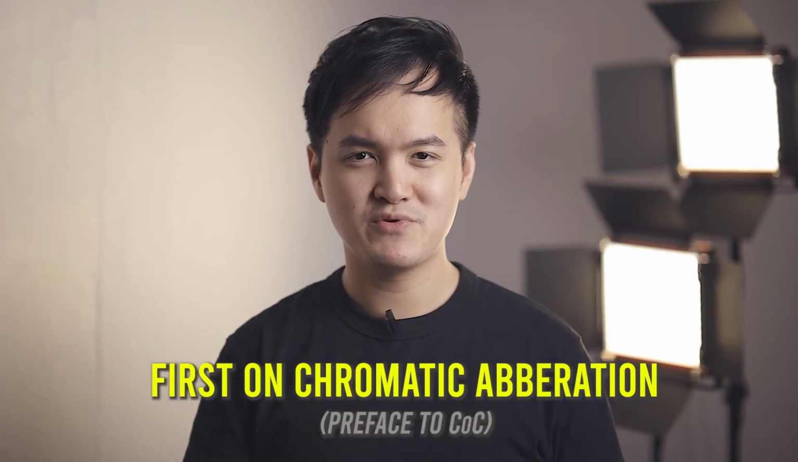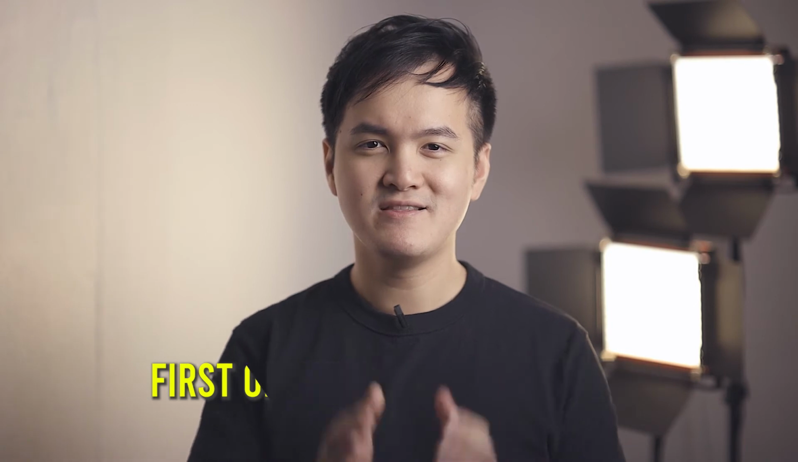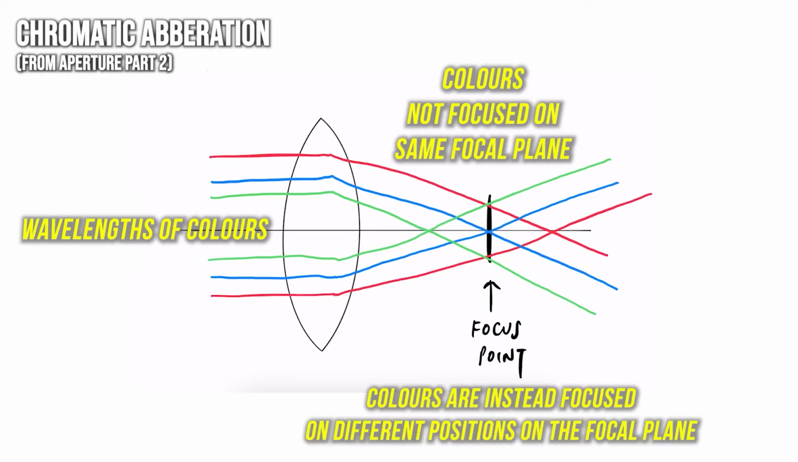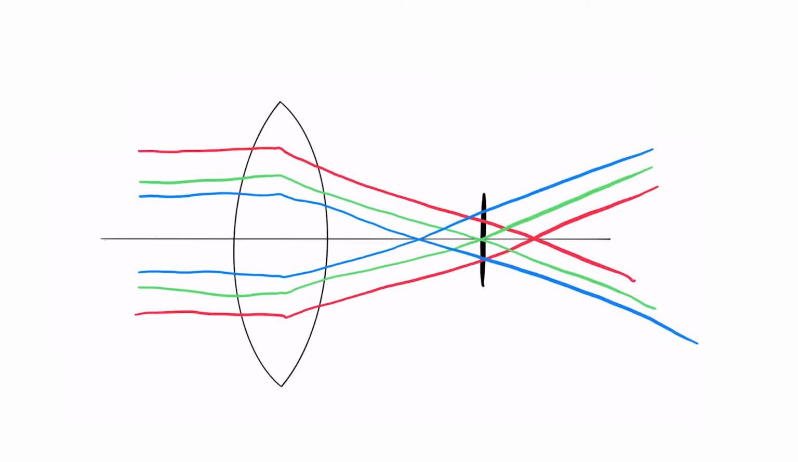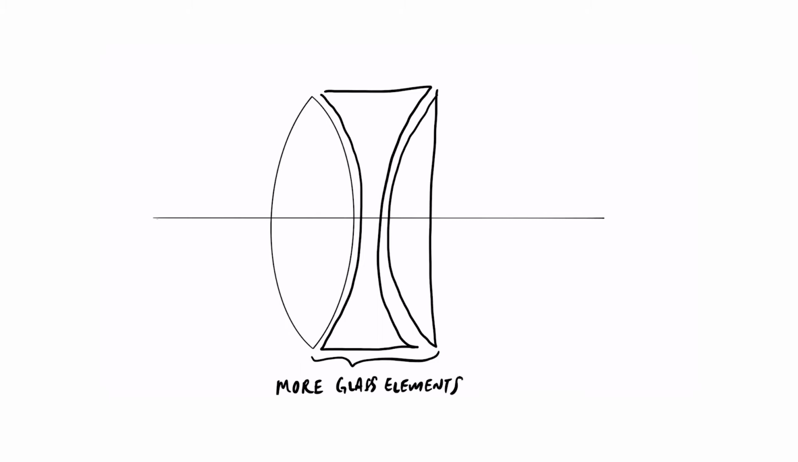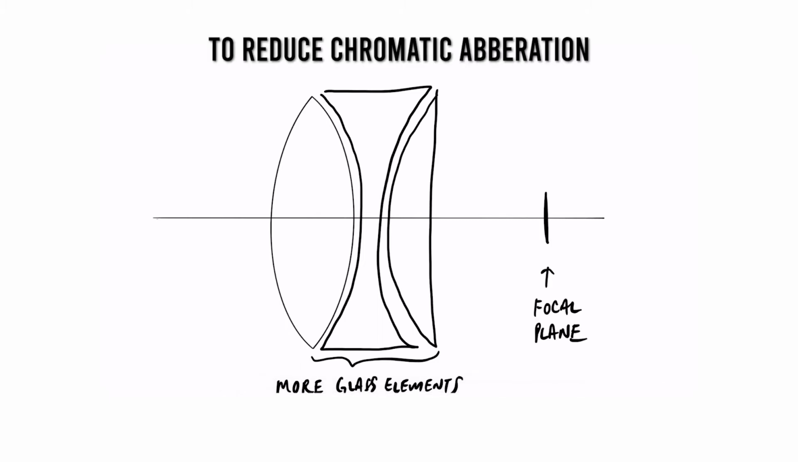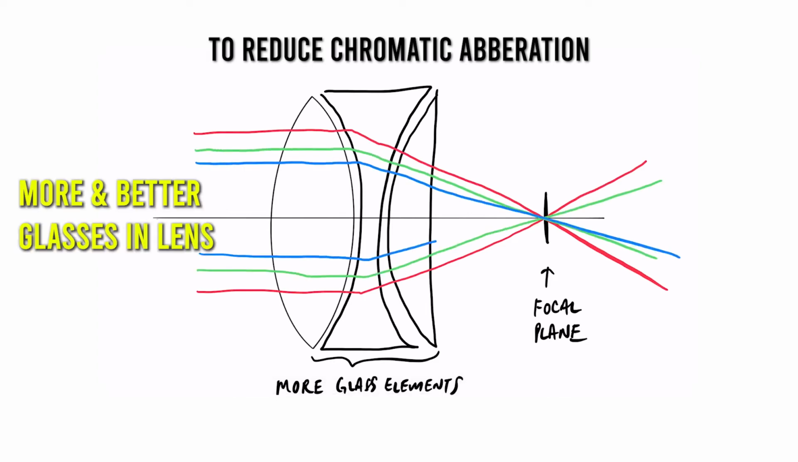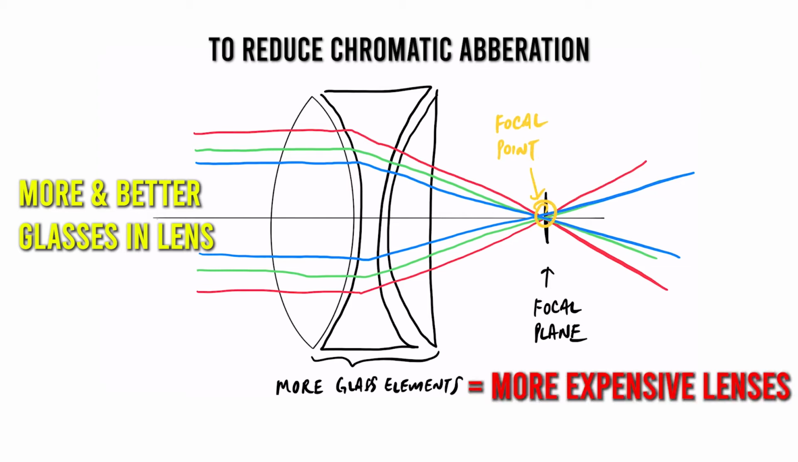First, in case you're wondering and to avoid some confusion, the illustrations on chromatic aberration in my previous video on aperture is a simplified explanation, with the vertical line here representing the focal plane, whereas the focal points are this, and this. Now, lenses are made up of several glass elements within, with the focal plane remaining static. As a side note, to reduce the chromatic aberration, manufacturers have to make better and more glass elements in lenses, and this explains why certain lenses can cost a lot more than others.